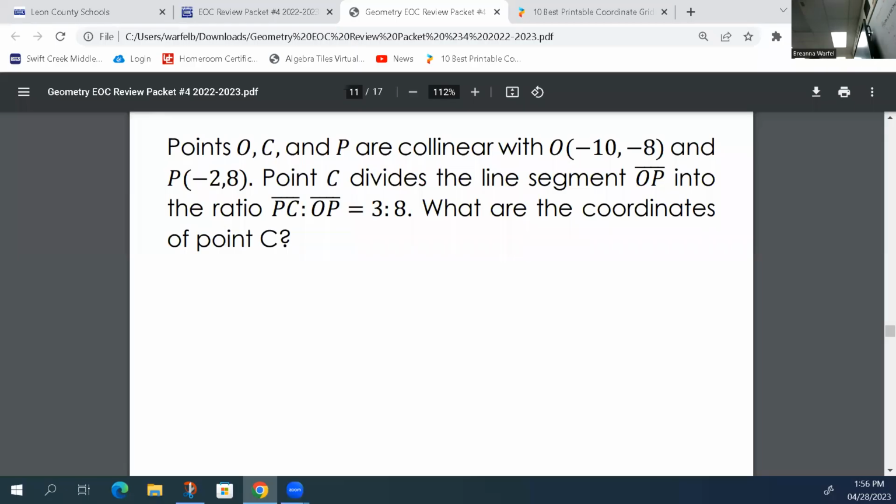So this is number 10. Number 10 says points O, C, and P are collinear, which means they're all on the same line. They give you the endpoints and you're trying to find C. So let's talk about that.